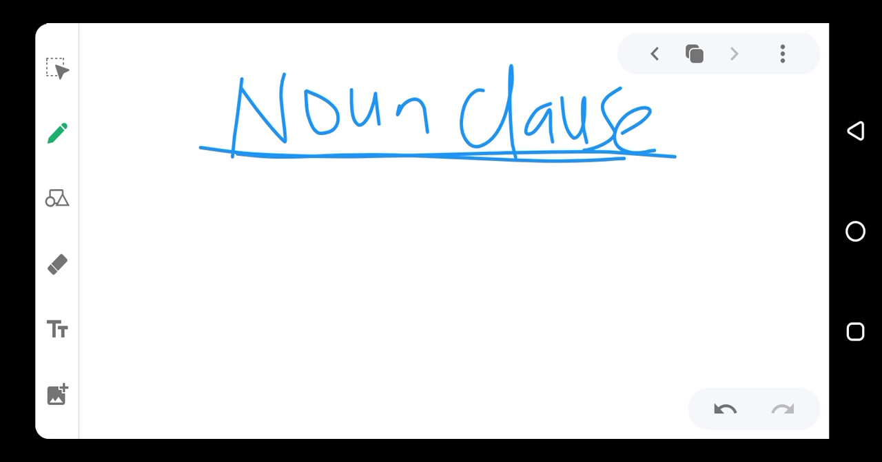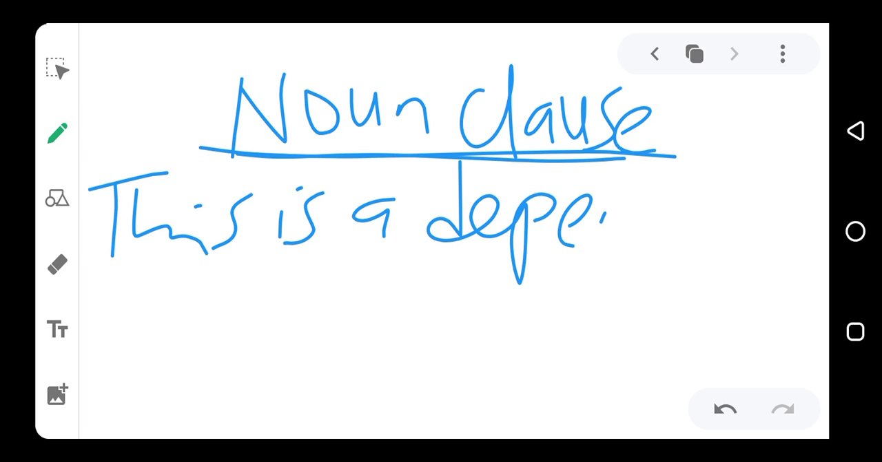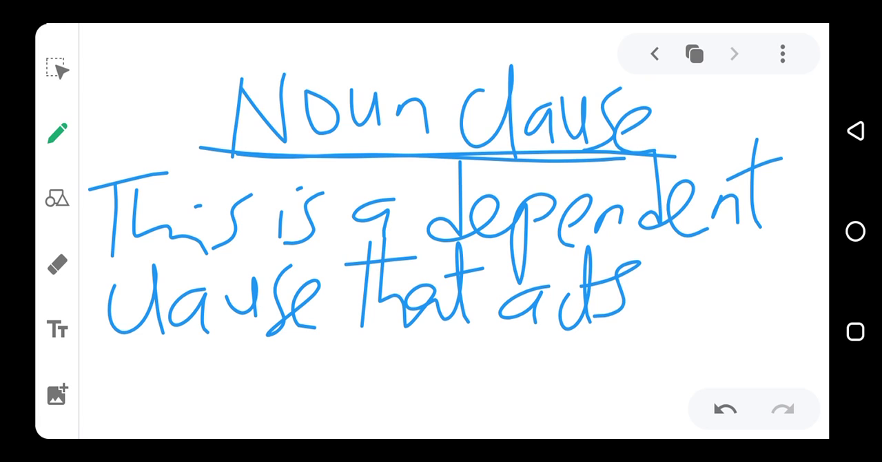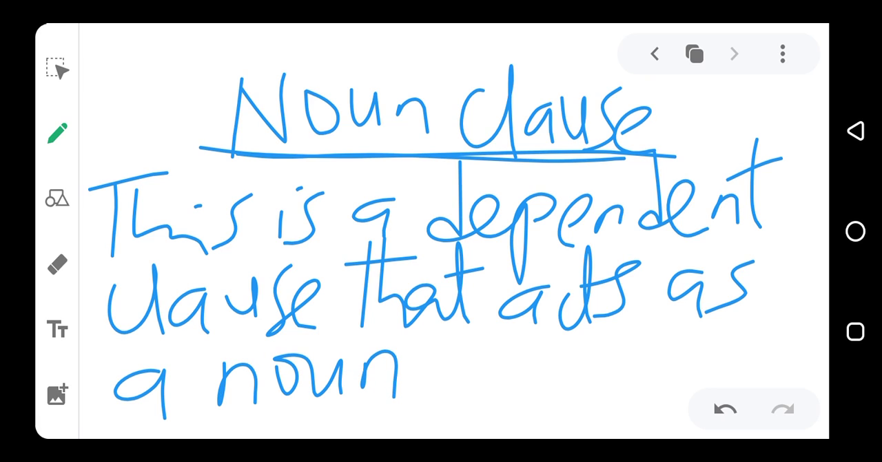A noun clause is defined as a dependent clause that acts as a noun in a sentence. This is a dependent clause that acts as a noun in a sentence.